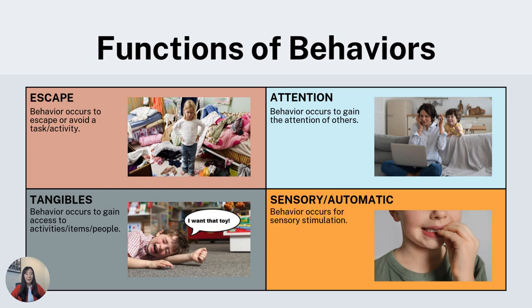And second, we have attention. And I love this picture here. This is when a behavior occurs to gain the attention of others. A child might be shouting or engaging in some disruptive actions because they want someone to notice them. They want attention, even if the attention is negative, such as a verbal reprimand like "stop that" or a frown, they will still thrive on the attention.